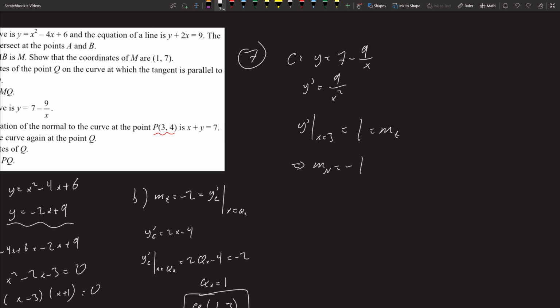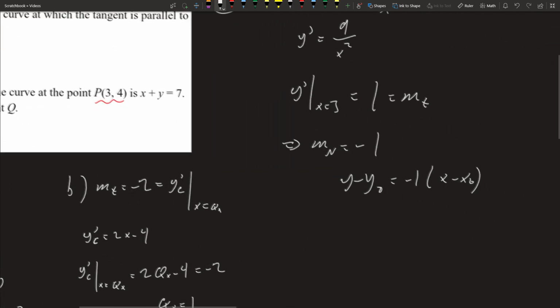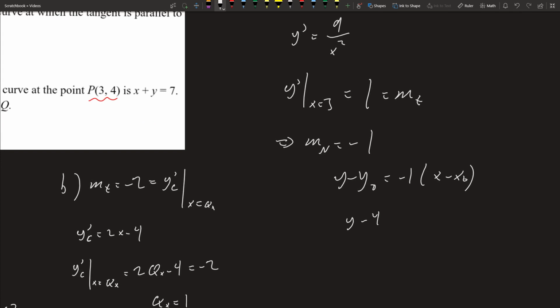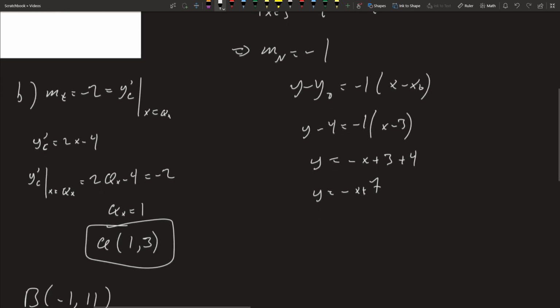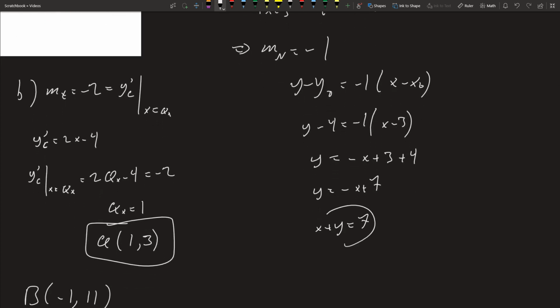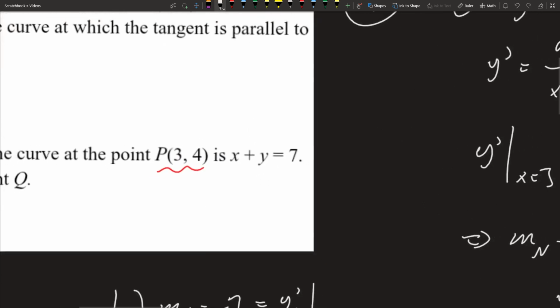It's the negative reciprocal. That means the equation of the normal is y minus y0 is equal to -1 times x minus x0, and they set the point P, right? So y minus 4 is equal to -1 times x minus 3, so y is equal to negative x plus 3 plus 4, that means y is equal to negative x plus 7. Rearranging this gives us x plus y is equal to 7. And we verified it, and it's true.